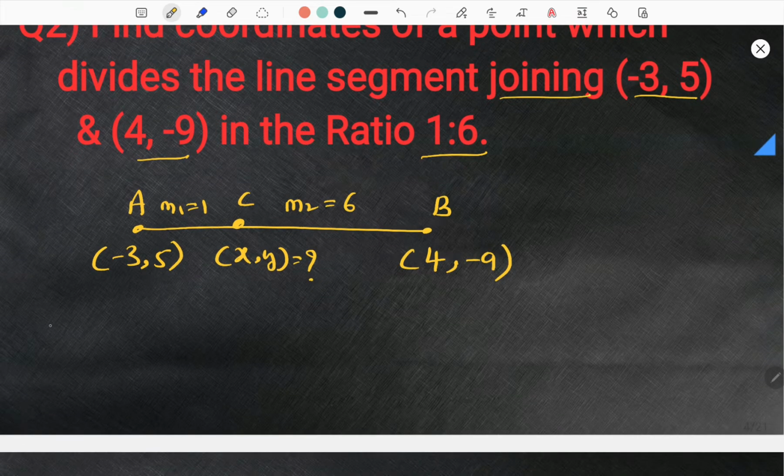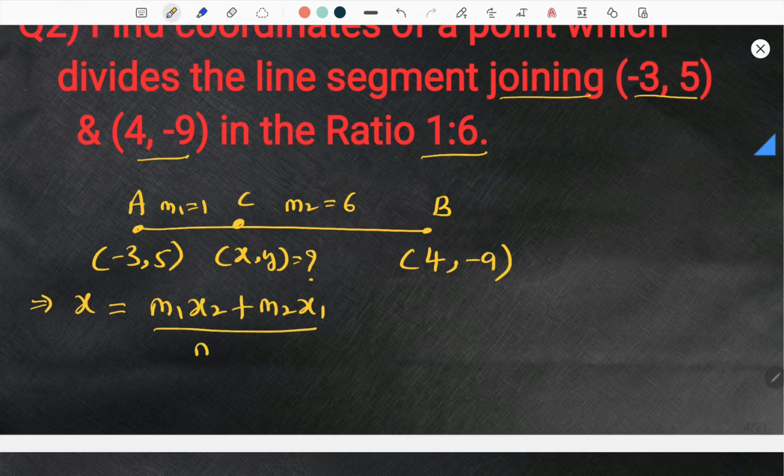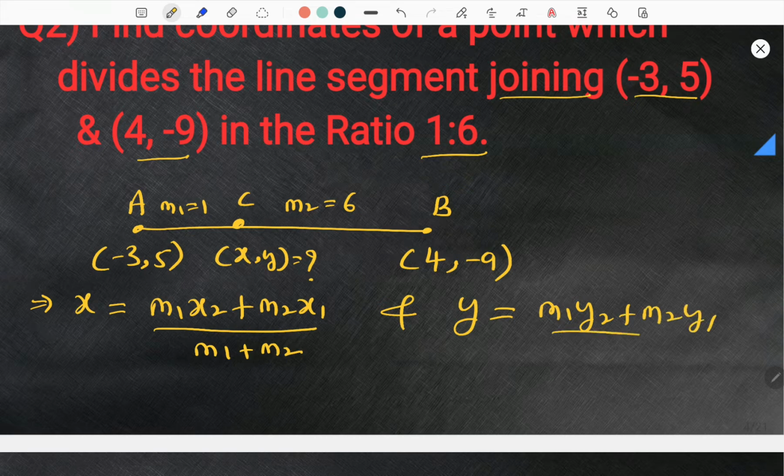Now there is a direct formula, right? What is the formula for x? x is equal to m1 x2 plus m2 x1 divided by m1 plus m2. And similarly we have the formula for y also, that is m1 y2 plus m2 y1 divided by m1 plus m2. You can do them side by side so that it becomes easy for the substitution. What is this m1? 1 into what is x2?